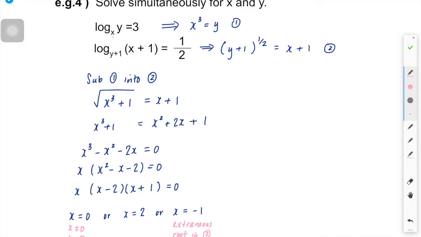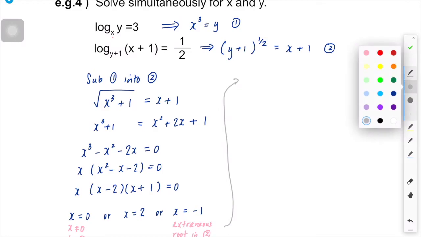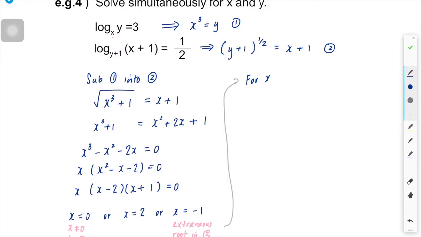So we're really just working with x equals 2. So let's continue to find the value of y then. For x equal to 2, equation 1 shows us that y must be equal to 8. So let's do a quick check again.